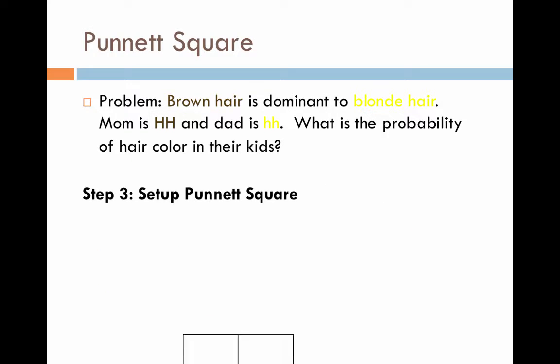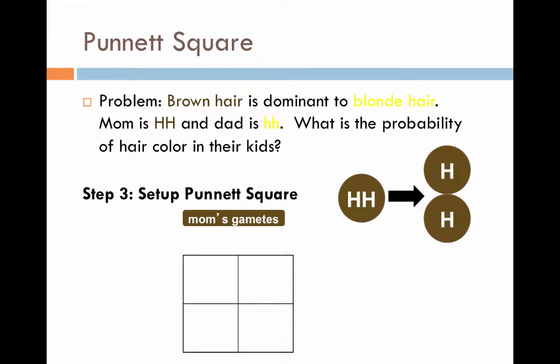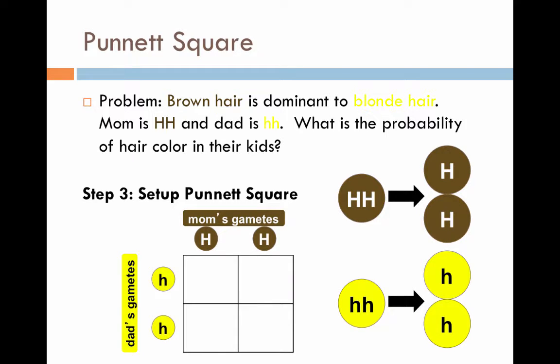Step 3. Set up the Punnett square. So you draw a little square like this. You find out the gametes, which we did in the last step, and you put mom's gametes at the top of the square. So there we go, a big H on one side and another big H on the other side. You take dad's gametes, which we figured out in the last step, and you're going to put it on the side of the Punnett square. Now you're going to cross the gametes. And what I mean by cross is just put these letters together. So for instance, we put mom's big H in the first box and dad's little h in the first box.